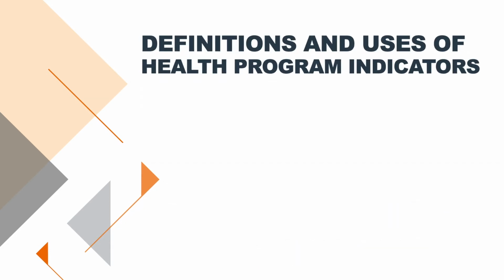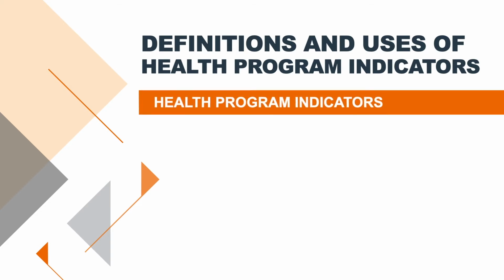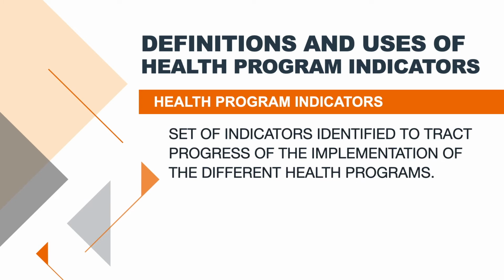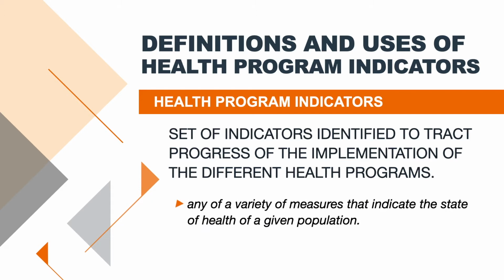Definition and uses of health program indicators. Health program indicators are sets of indicators identified to track progress of the implementation of the different health programs, for example immunization, maternal care, family planning, infectious diseases, non-infectious diseases, including vital health statistics, morbidity, etc. Any of a variety of measures that indicate the state of health of a given population, for example, mortality rate, morbidity rate, fertility rate, percentage of fully immunized children, etc.